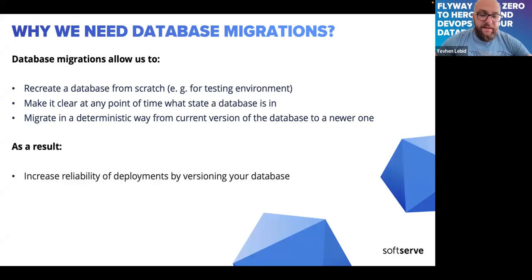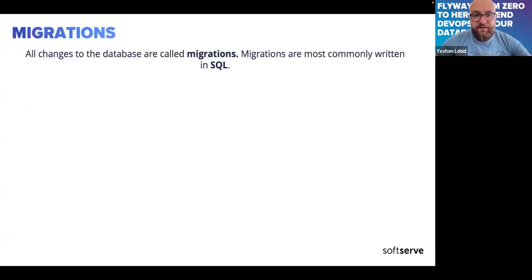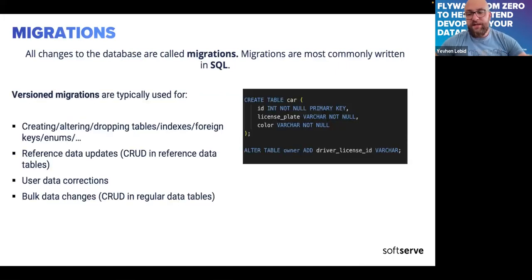So let's deep dive and discuss the types of migration that are used in Flyway. With Flyway, all changes to the database are called migrations. Migrations could be written in Java or SQL, but most commonly they are written in SQL. Migrations also could be versioned or repeatable. Versioned migrations are the most common type of migrations, and they are applied exactly once in strict order to the database.